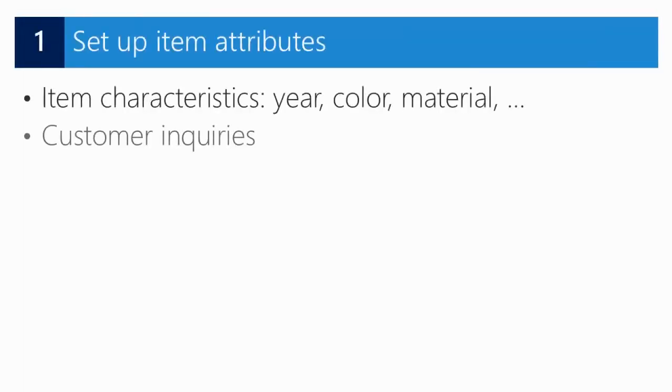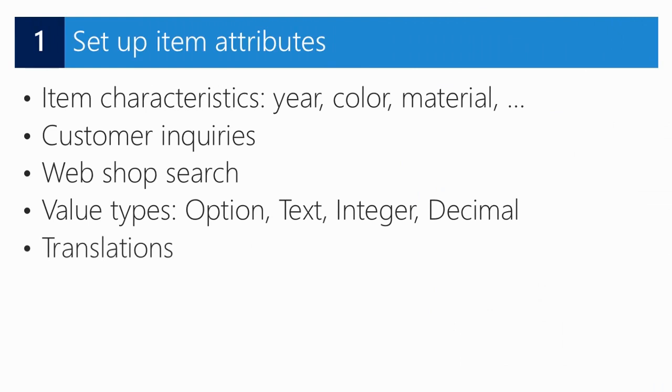Customers may ask for information or search on an integrated web shop according to specific item characteristics such as height, model year, color, material, and so on. By assigning item attribute values of different types to your items, you enable users and customers to search for items using these attributes. By translating item attribute values, they can also be used by your international customers.